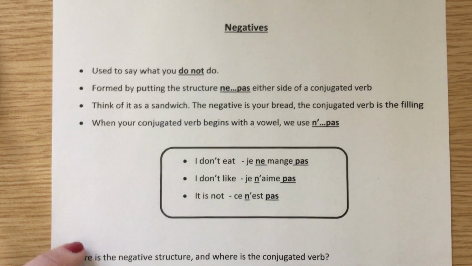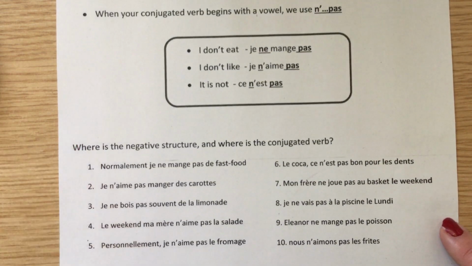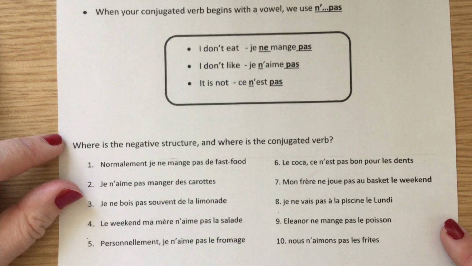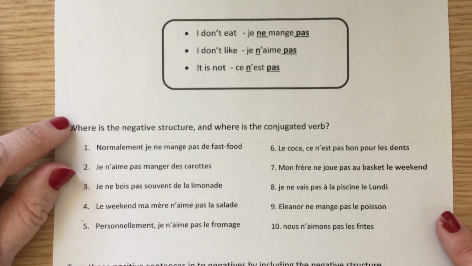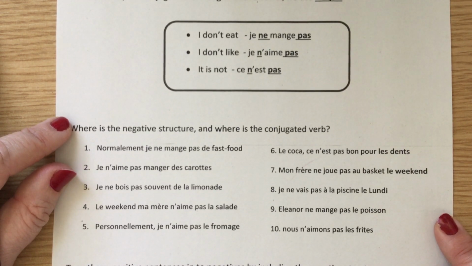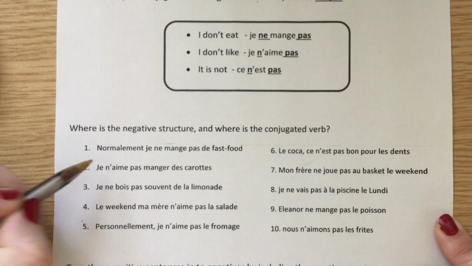Let's have a little look then. Here I've got 10 examples of negative structures. I would like us to go through and find, first of all, the negative structure in each sentence, and second of all, the conjugated verb. We'll do the first 5 together, and when we've done those, if you're confident, you can pause the video, have a go yourself, and come back and look at the answers at the end. Right then, let's have a go.